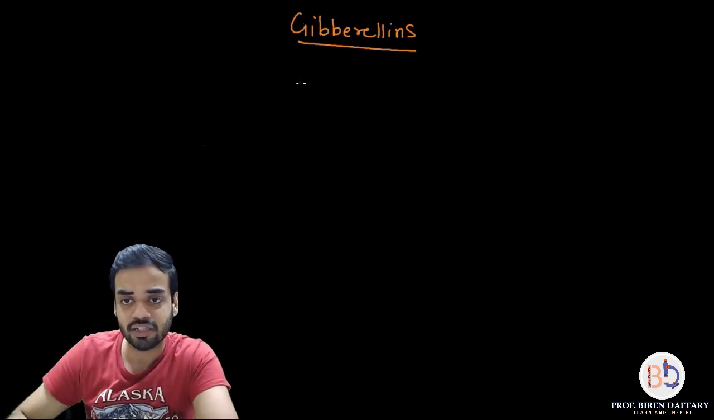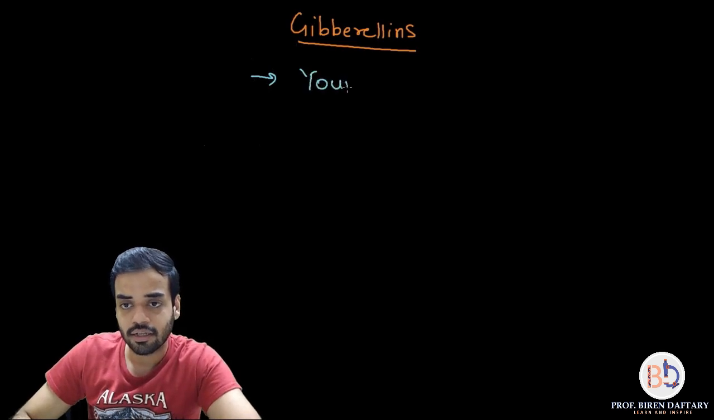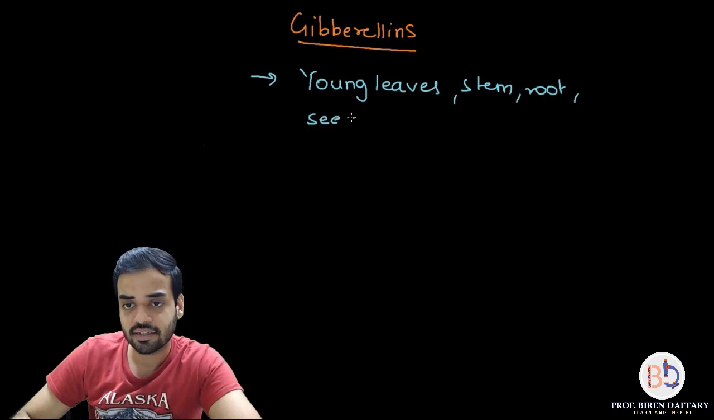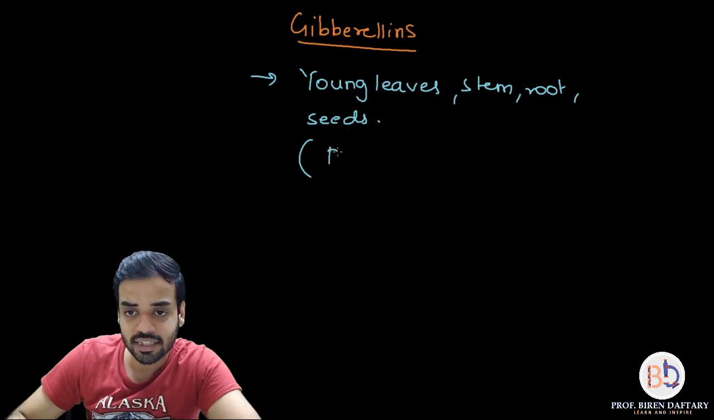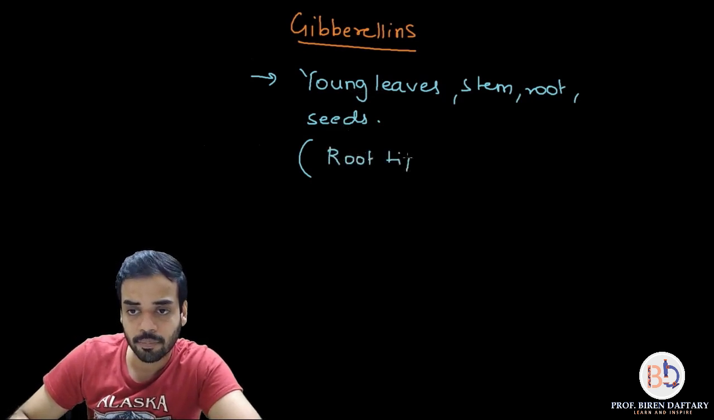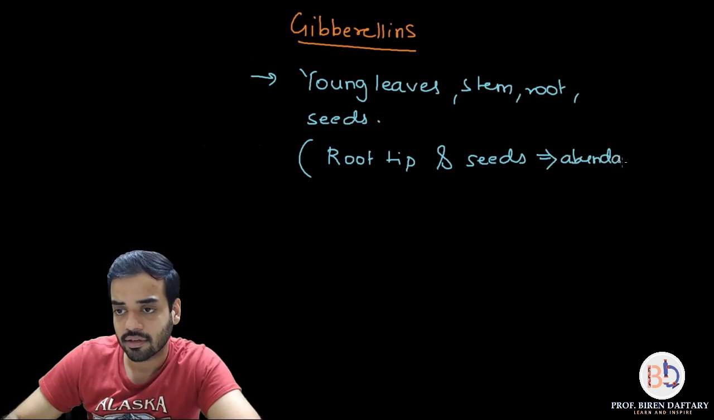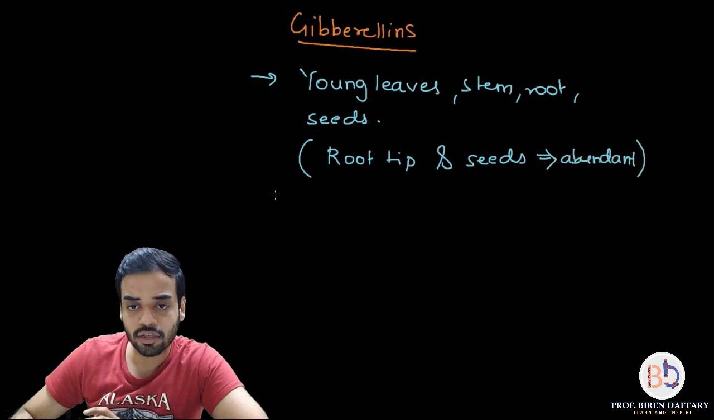So I will write down over here. They are found in young leaves, then young stem, young root, seeds, whereas mostly or abundantly they are present in the root tip and seeds. So I will write down over here abundant. Is this clear?